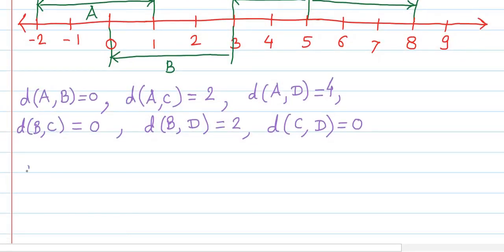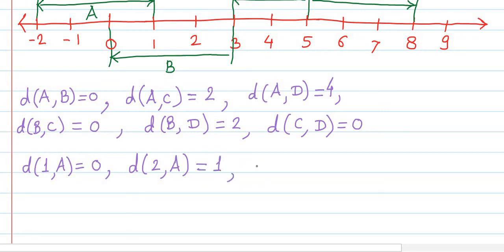So if we consider the distance of 1 from the set A, then 1 is a member of set A, therefore distance of point 1 from set A is 0. Next one, if we consider the distance of point 2 from the set A, then 2 is not a member of set A, and therefore in this case it is clear from this diagram that distance of point 2 from the set A is equal to 1.